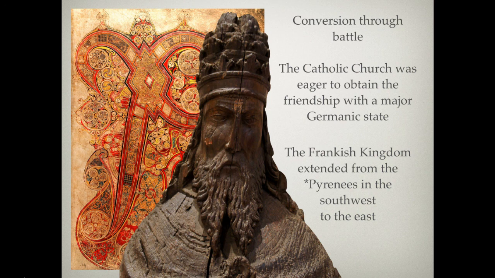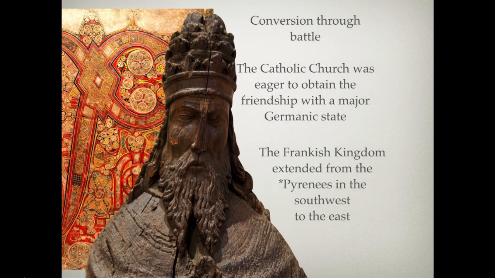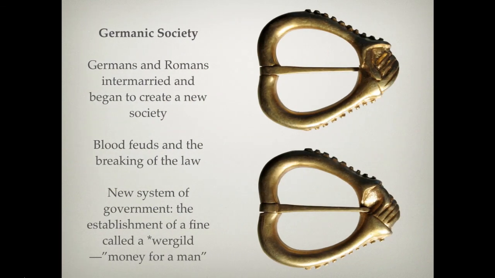So inevitably the Frankish kingdom extended from the Pyrenees into the southwest, into the east, expanding and ever growing southward and eastward. Now, Germanic society itself is, in some sense, an intermarriage between what existed before in the Roman Empire and what existed in the old Celtic traditions in the north. So the Germans and Romans intermarried, and they began to create a new society.